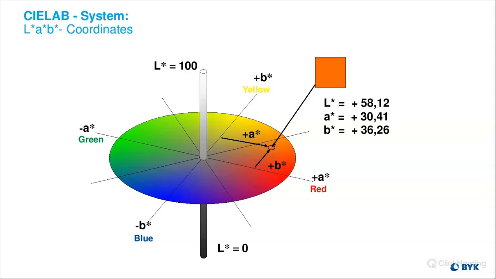Then with our A value, it's positive 30. So we're going positive 30 on the A axis, and we see that it's in the red region. And then we add positive 36 to our B axis. And when we look at that, it puts us right about this orange color. And so that's essentially how you would use the LAB system, how it makes sense.